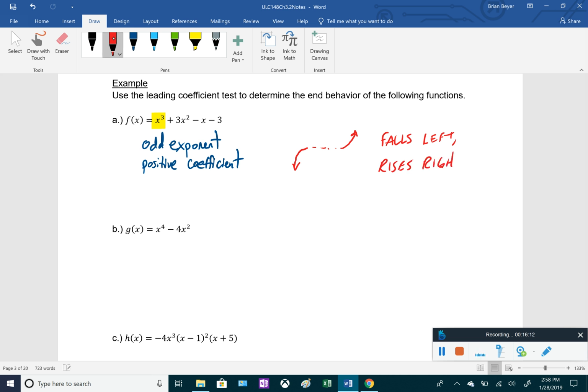What I recommend doing, you don't have to do it this way if you don't want to: f of x equals that polynomial function right there. The leading term is x cubed. That means on the ends it's going to look like x cubed. So we should know what x cubed looks like, so we should know that it falls left and rises right.